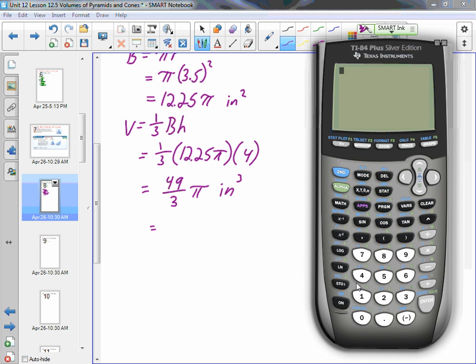All right, so let's see what 49/3 times pi is. So I get 51.31 cubic inches. Any questions on 5?